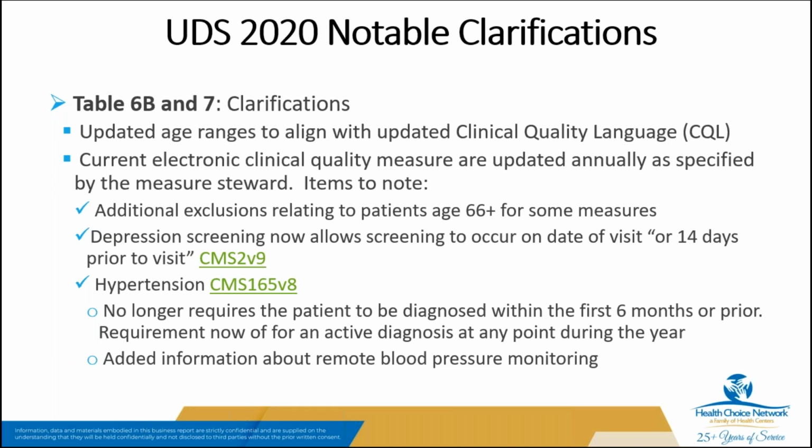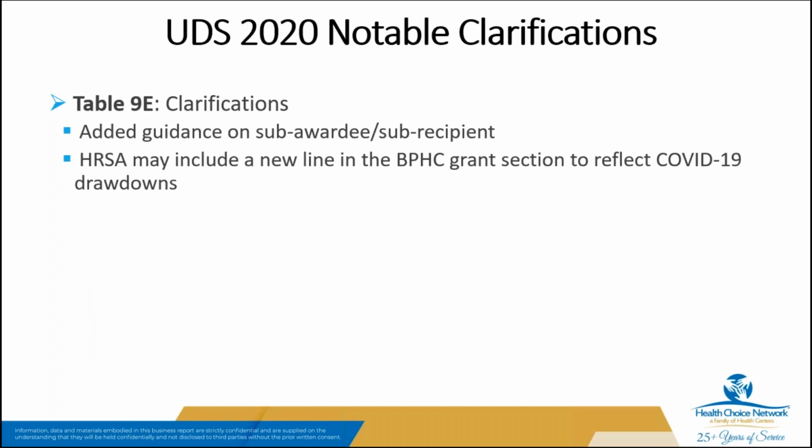And next slide. So one last clarification, and this is to do with Table 9E, which is one of the finance tables. They've added some guidance on sub-awardees and sub-recipients, and they may include a new line in the Bureau grant section to reflect COVID-19 drawdowns.